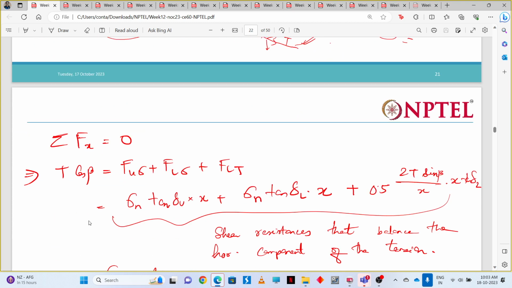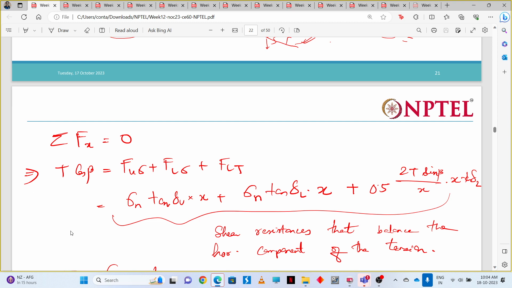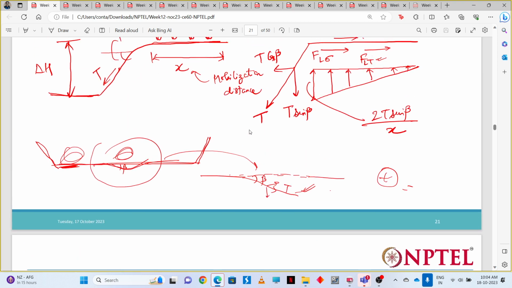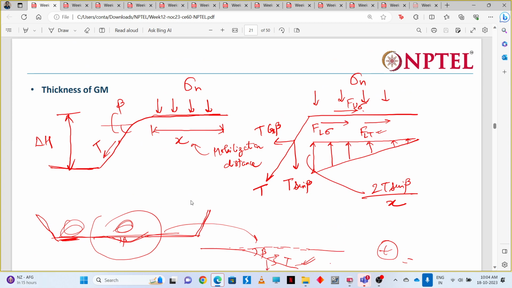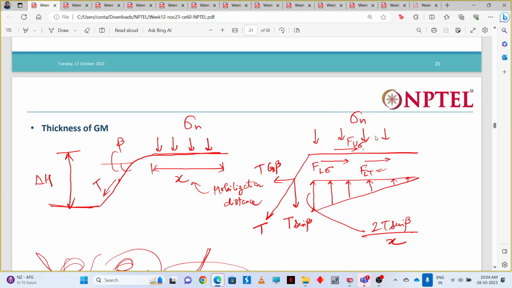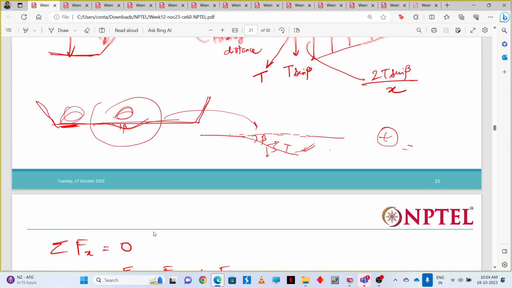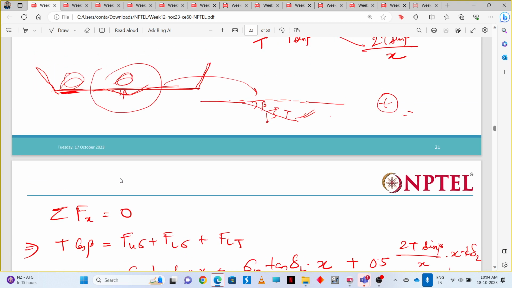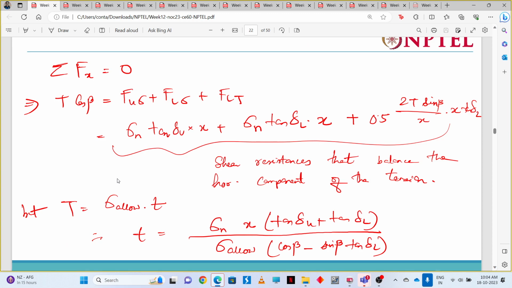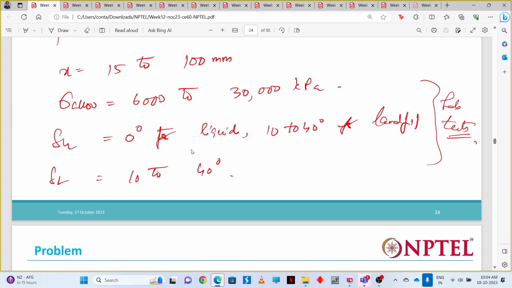So in the x direction we have P cos beta. This is the horizontal component of the tensile stress, which is balanced with the shear resistances that develop: shear resistance on the top of the layer and at the bottom of the layer. All this we saw. And this top shearing resistance will be zero if there is water over the geomembrane, or if there is very thin cover soil. Then it will be zero. All these things we actually solved yesterday.